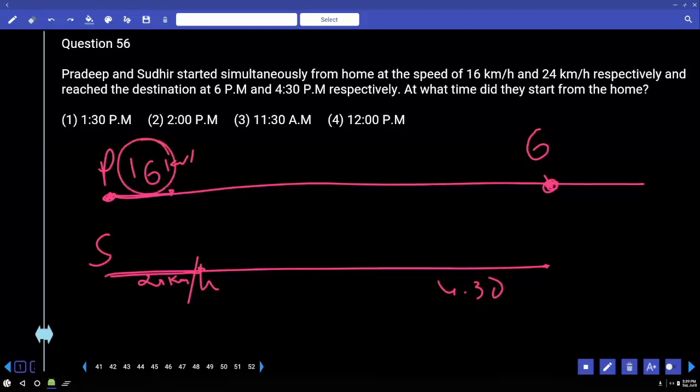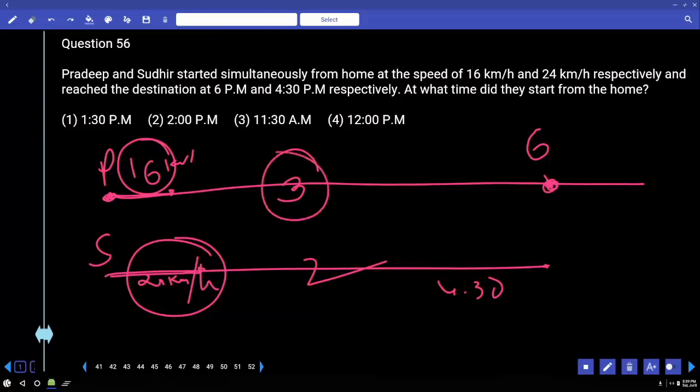So obviously, as the speeds are in the ratio 2:3, the time taken by them to reach the destination will be in the ratio 3:2, isn't it? So one has to travel 3 parts, the other 2 parts. So the times ratio must be 3:2. For example, if they started at 1:30, how many hours of journey is done by Pradeep? 4.5 hours, isn't it?